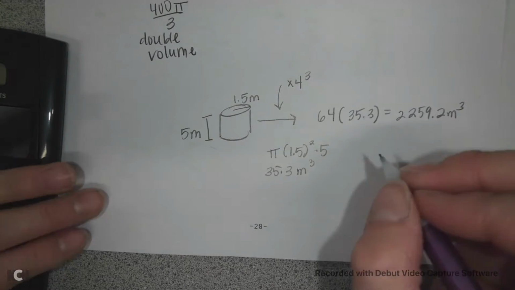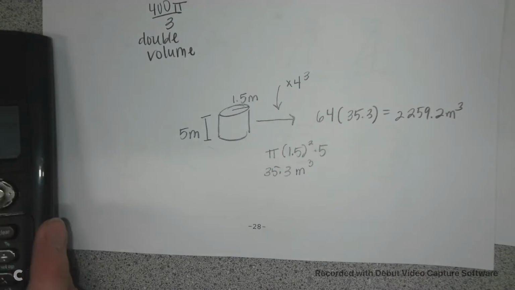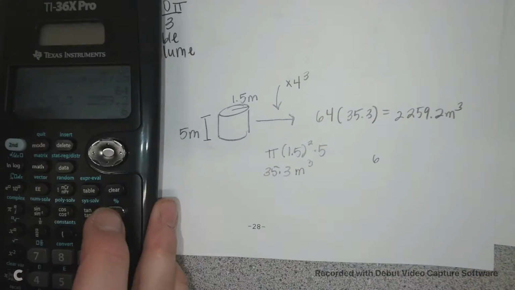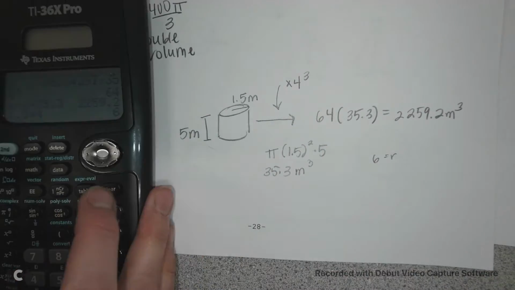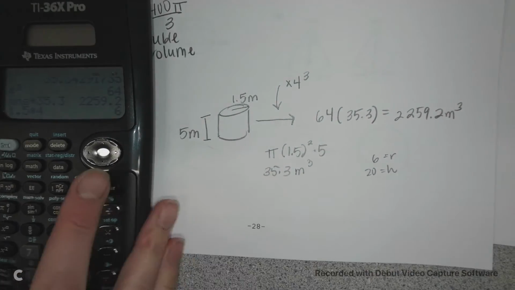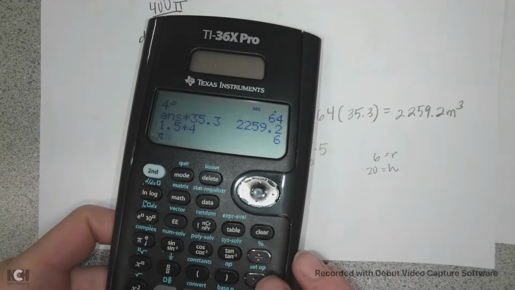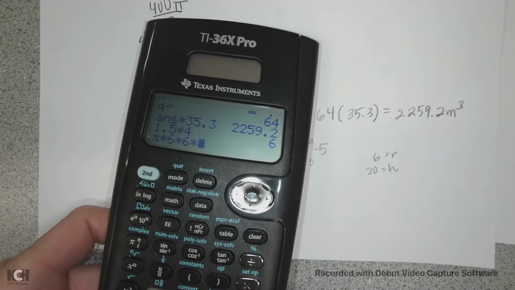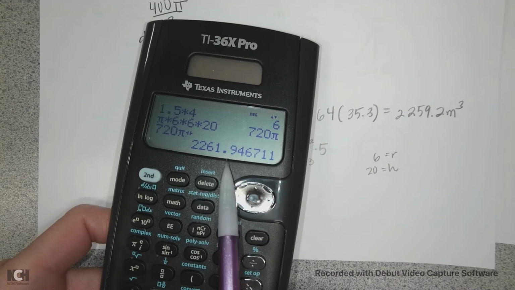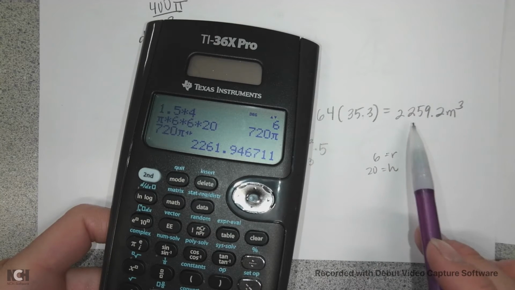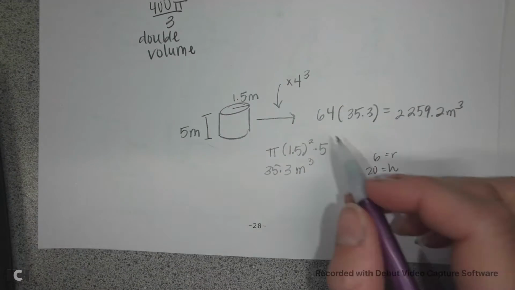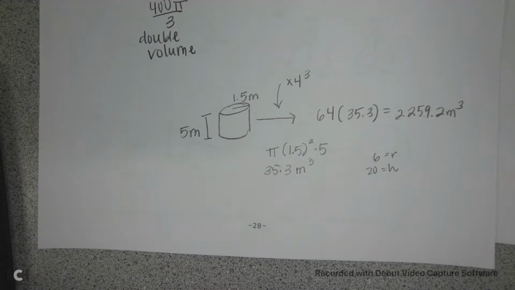Okay. Now, if you don't believe me, let's do it. So 1.5 times 4 is 6, and that's our radius. And then 5 times 4 is 20, is our height. So in the calculator, it would be pi times 6 times 6 times 20, which is a little off. It's because we rounded, but it's right about there, 2259, 2261, okay? So we did a shortcut, which is pretty fancy.